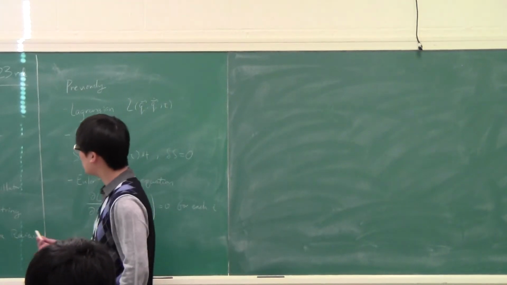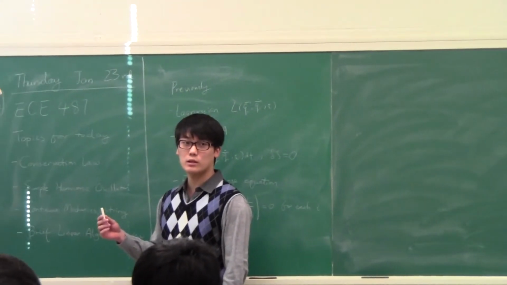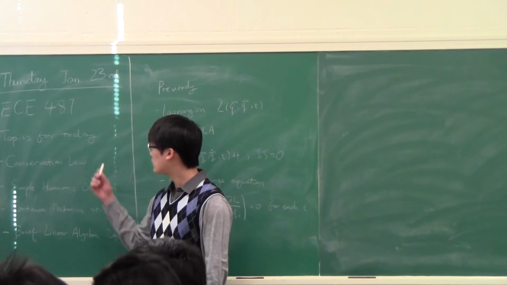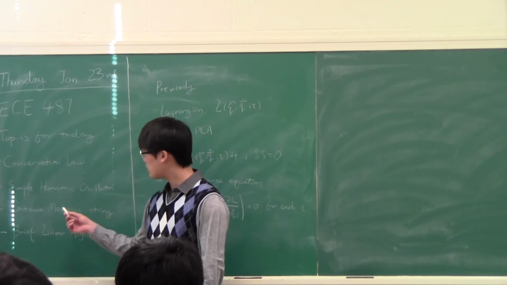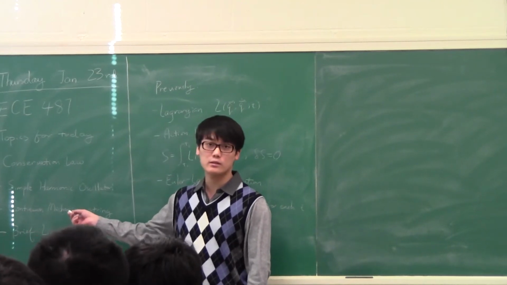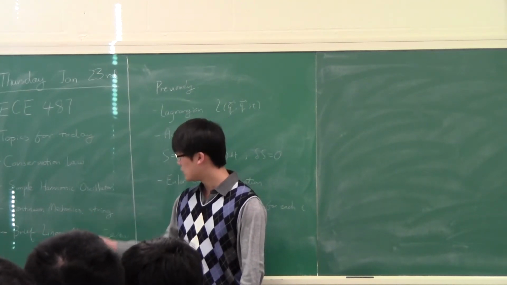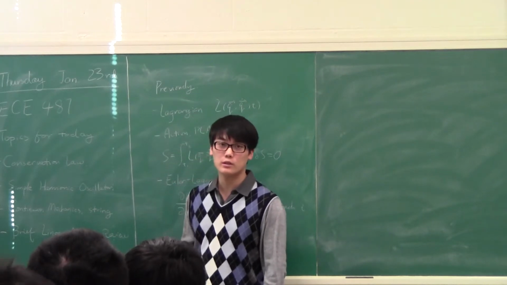Today, based on what we talked about last time, we're going to talk about conservation laws, simple harmonic oscillators, and then we're going to talk a little bit about continuum mechanics using the example of a string, and then a brief review of linear algebra.